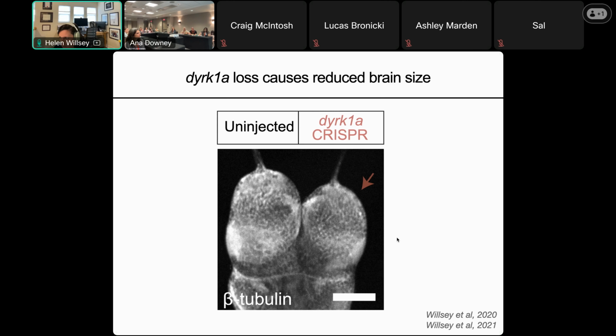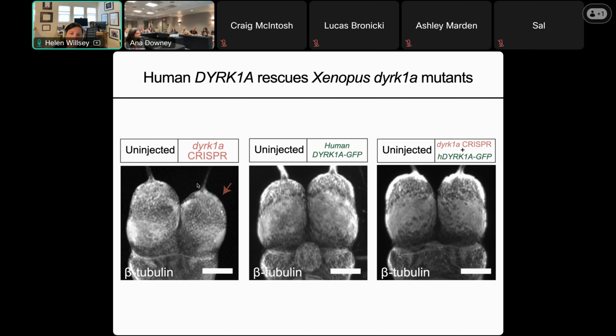I think in the last talk, y'all were talking a little bit about trying to rescue some of these variants with gene therapies. And one thing we've done in frogs is say, well, could we rescue this by adding back the human version of the gene? And so one thing we did was just overexpress the human version of the gene. It has this GFP tag, and we just overexpress it on one side and compare it to the other. And what you may be able to appreciate is that actually you get a larger brain on the injected side when you just overexpress DYRK1A, right? And so to me, that really talks to the idea that the dosage of DYRK1A is really important to determine the number of neurons that end up in the brain.